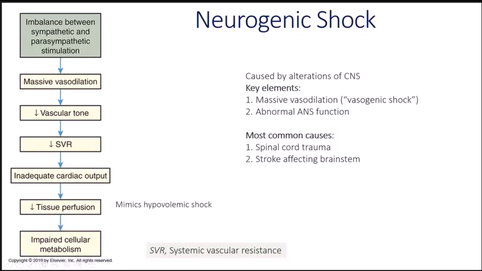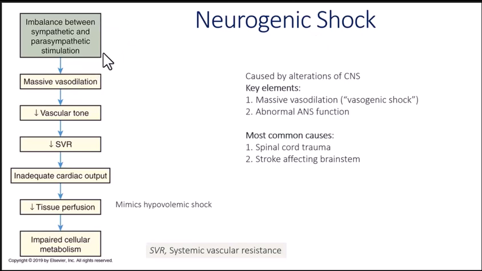So just a slightly different way to show and demonstrate the same thing that I already discussed. Next up is neurogenic shock. Neurogenic shock is caused by alterations relating to the central nervous system. Remember, that's the brain and the spinal cord. And it's mostly due to imbalances within the autonomic nervous system, which involves the sympathetic and parasympathetic nervous system.